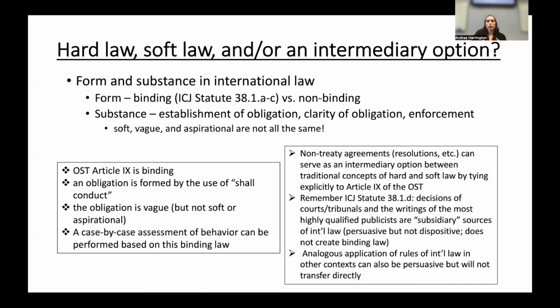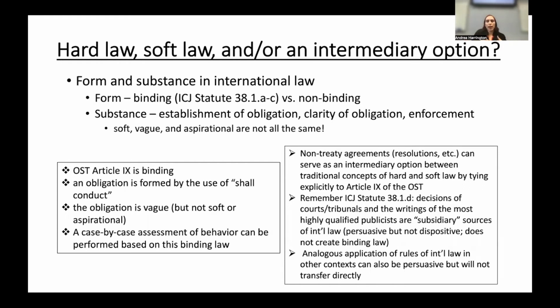Keep in mind also that under Article 38, paragraph 1 of the ICJ statute, which we have not talked about because it's not binding law in and of itself, but it's still relevant here, decisions of courts and tribunals, as well as the writings of the most highly qualified publicists, are considered subsidiary sources of international law. So they're not dispositive, they don't create a binding rule of international law, but they're persuasive and they can help you figure out either if a rule has crystallized into customary international law yet, or how we interpret and apply a treaty provision that exists. And so we can use those sources in that subsidiary means moving forward.